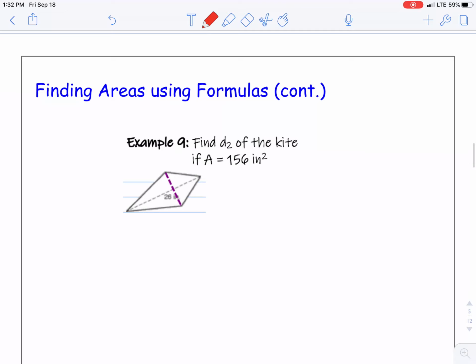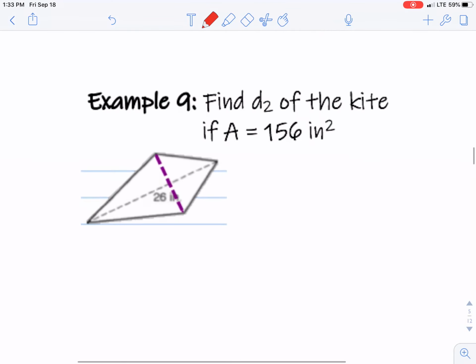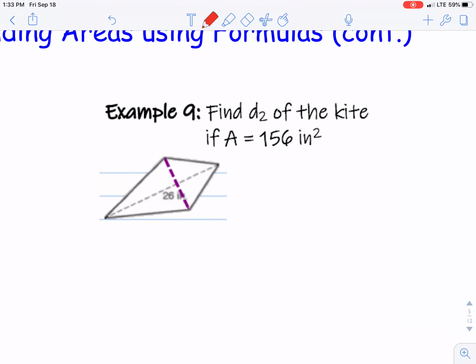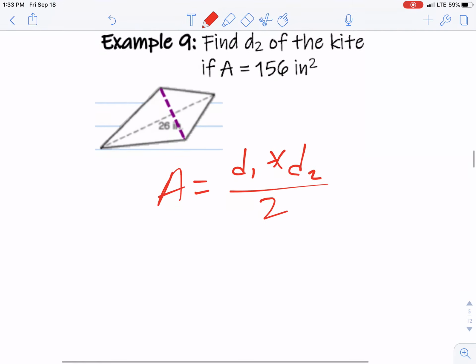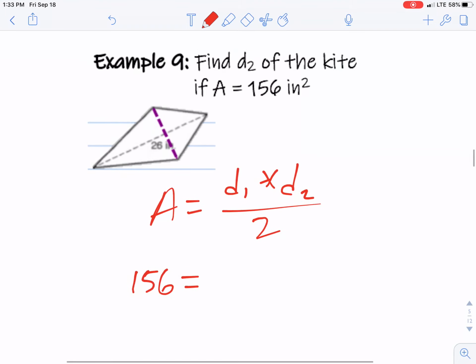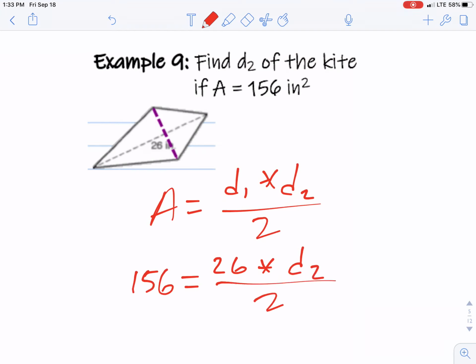Find D2 of the kite if the area is 156. All right, so again, it says a kite, talking about area. We're going to need to know the area formula, so it's good to have this written down somewhere, right? Fill in what we know. 156 is equal to, the diagonal they give me is 26, and they have it dotted in the whole way, so that's how we know it's the whole way and not just part of it, times diagonal 2 over 2, right? Multiply by 2.